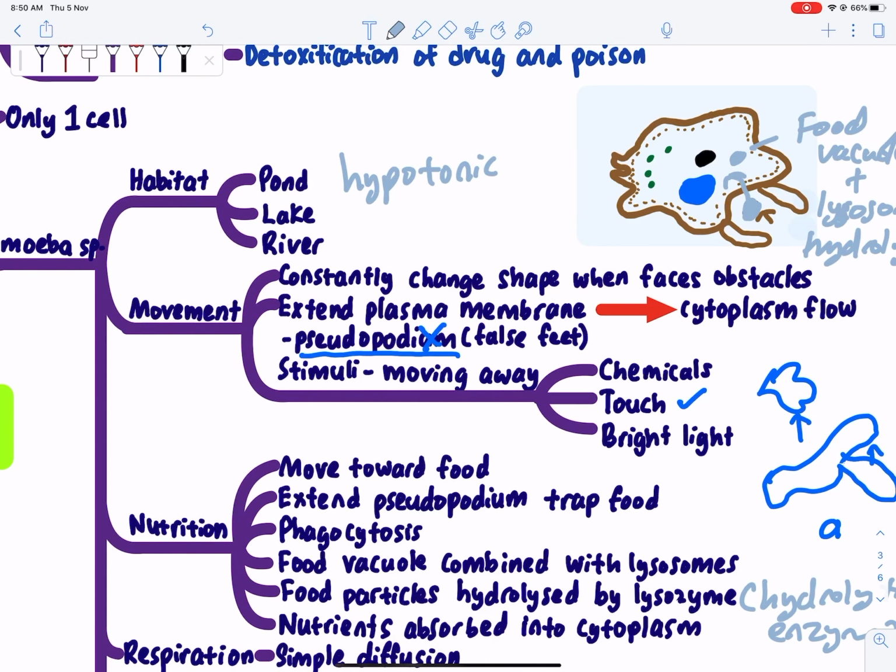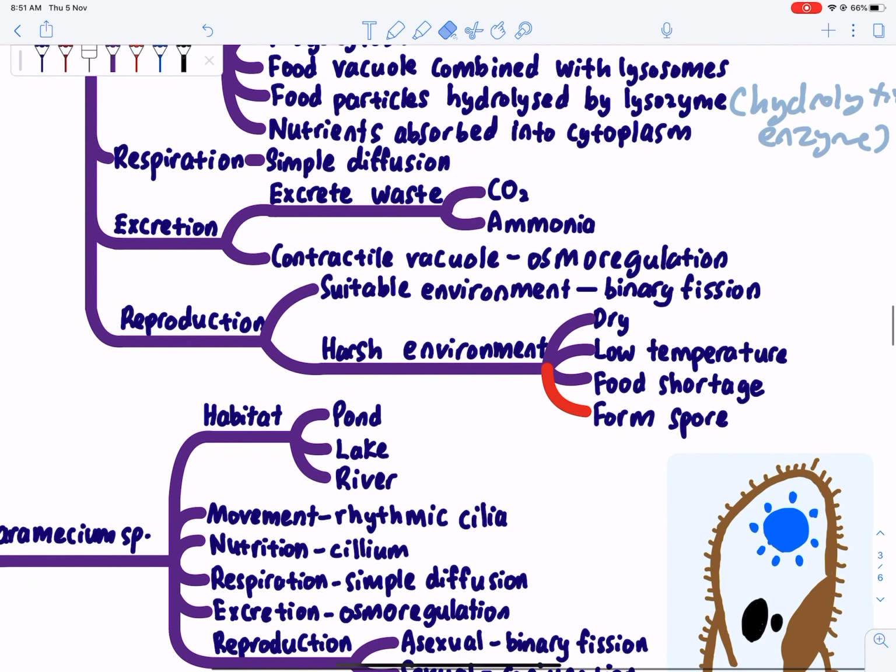When the outside is hypotonic, that means the water from outside will move into the inside of the amoeba. When the water moves into the amoeba, if they are not eliminating the excess water, of course it will burst. That's why it will be collected by the contractile vacuole up until it reaches maximum capacity, and then it will contract. When it contracts, it will remove all the excess water outside of the cell. That is what happens at the contractile vacuole. That we call the osmoregulation process.